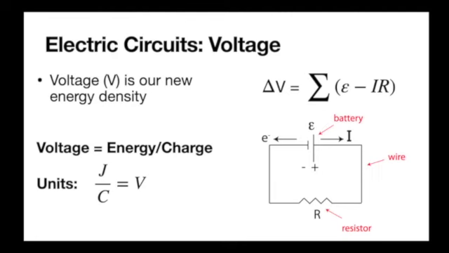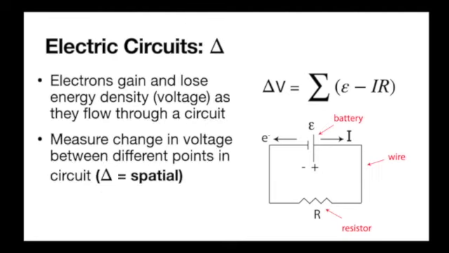Batteries. For our current, electrons gain and lose energy density as they flow through a circuit, so energy density being voltage. And this delta, I didn't mention this before, just like for fluid systems, is spatial. Until we get to capacitors, until we get to exponential change, everything is steady state, and so there is no change in time. We just want to know what's my voltage here, what's my voltage there, what's the difference between those two points. And again, if we go in a loop, that change needs to be 0 because my start and end point are the exact same.